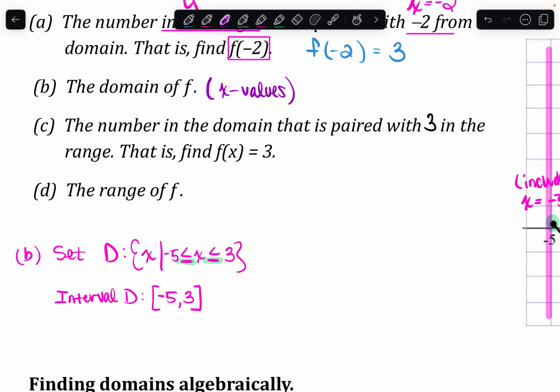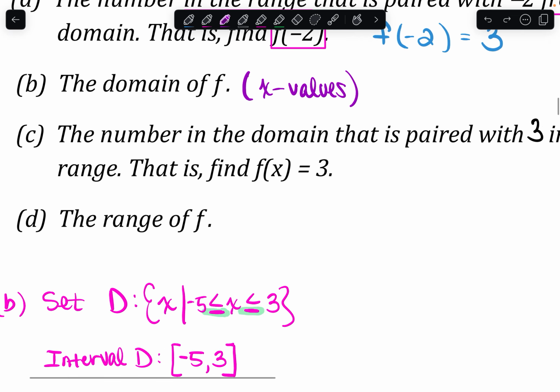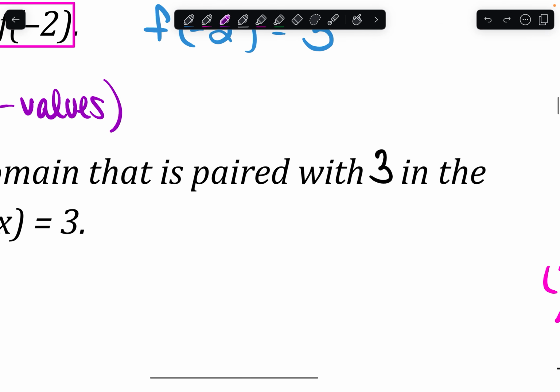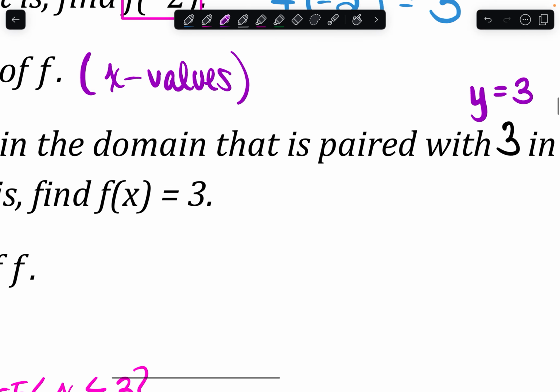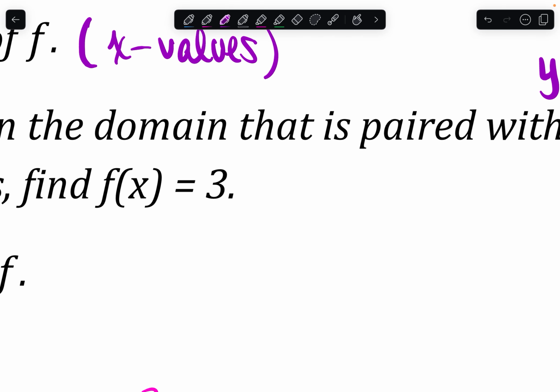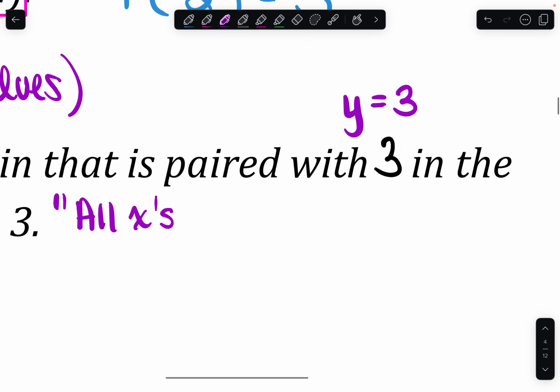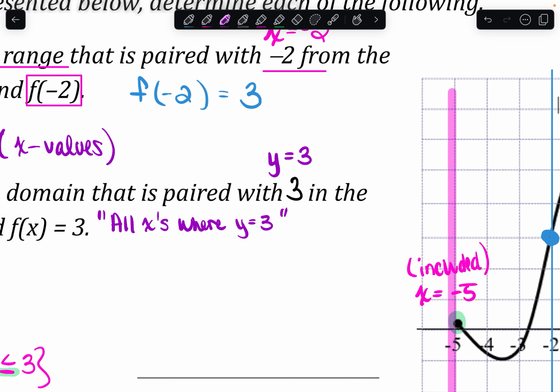All right. Find the number in the domain. So notice we changed here. Number in the domain, so that means we're finding x. So we're looking for x that is paired with 3 in the range. So 3 in the range, what that's telling us is y is 3. Remember, the fancy name for y is f of x. So in other words, find when f of x equals 3. So this time what we're looking for is all x's where y is 3.